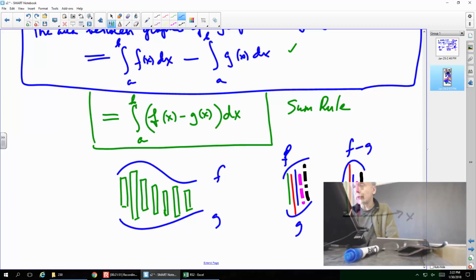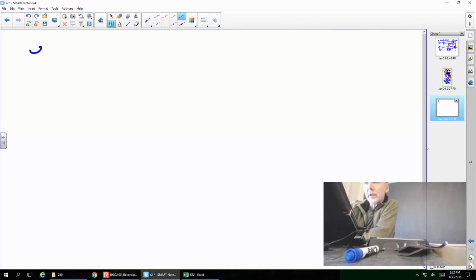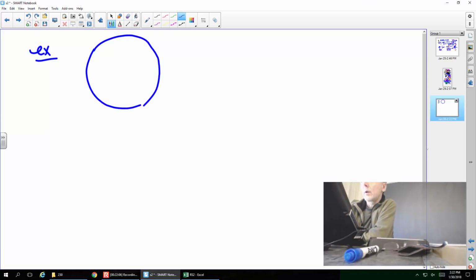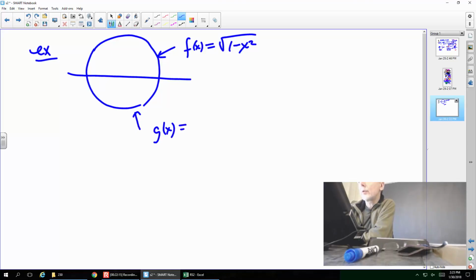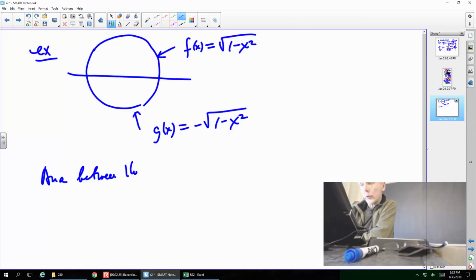If I use this formula now, I could solve problems such as, let's review that example of the circle. I'm not going to go all the way, but I'll point out that the graph of f of x is 1 minus x squared, and the graph of g of x is negative 1 minus x squared. Then I know that the area is the area between the two graphs.